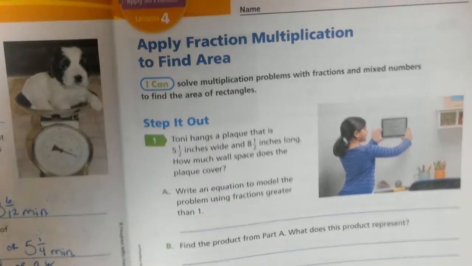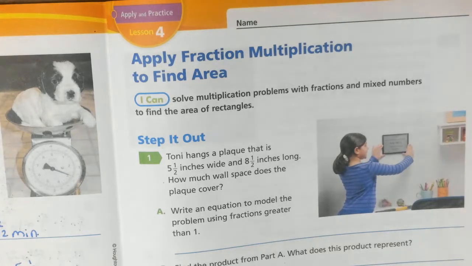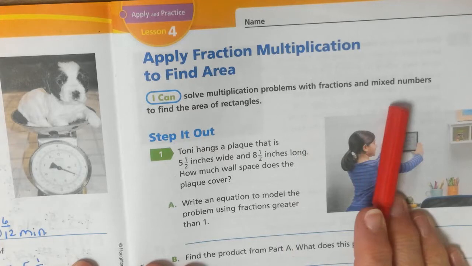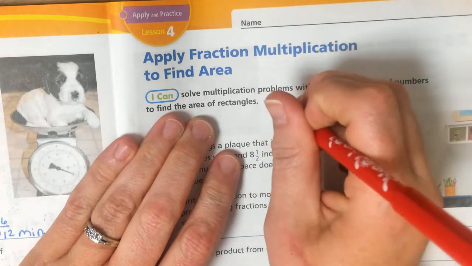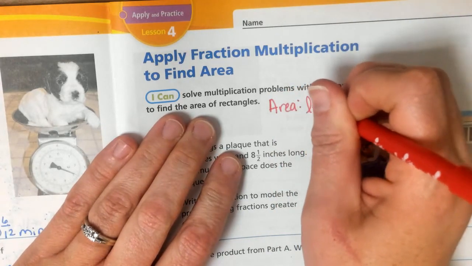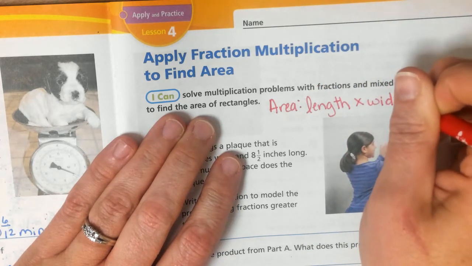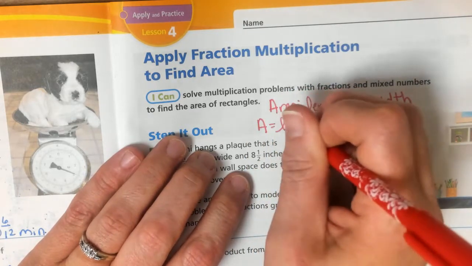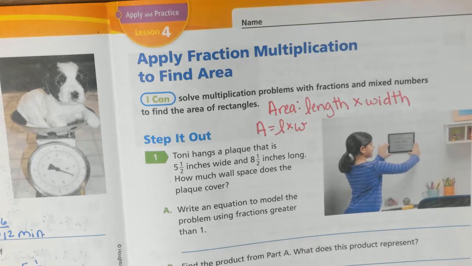We are doing Module 9, Lesson 4, Apply Fraction Multiplication to Find Area. So you're going to be able to solve multiplication problems with fractions and mixed numbers to find the area of rectangles. And remember, when we're finding the area of a rectangle, the formula is length times the width. And sometimes you'll see it like this, A equals L times W. So area equals length times width when we're talking about a rectangle.